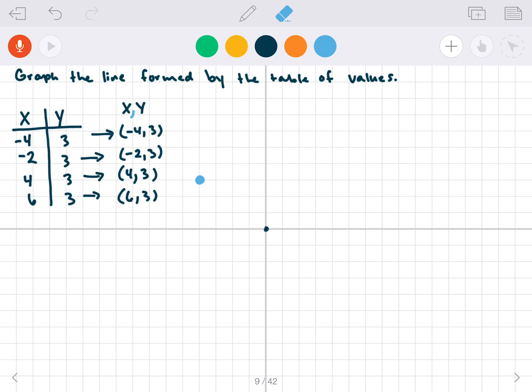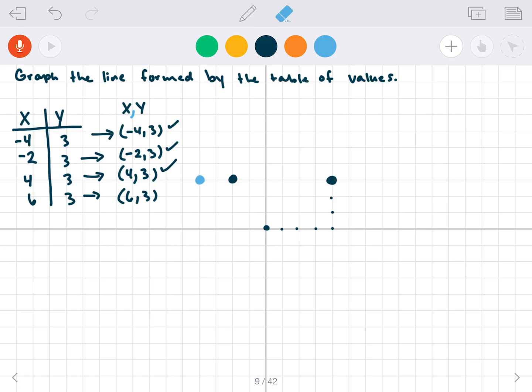Okay. Next point is x is -2, y is 3. So from the middle, go to the left 2. 1, 2. Then go up 3. 1, 2, 3. Okay, so we did that one. So the next one is 4, 3. Now from the middle, since x is +4, we go to the right 4. 1, 2, 3, 4. Then go up 3. 1, 2, 3.